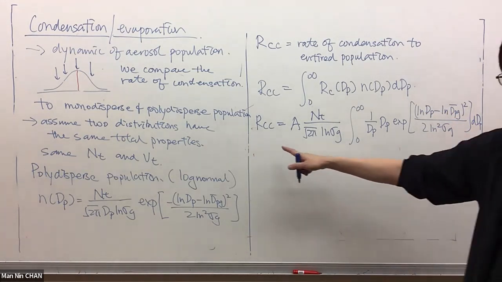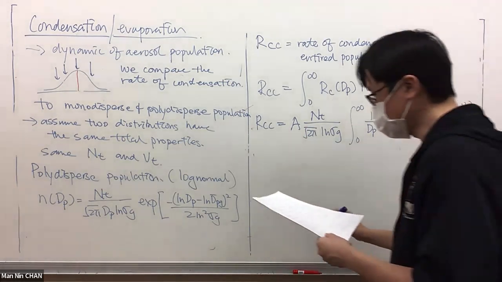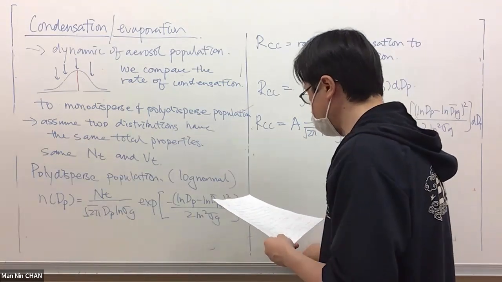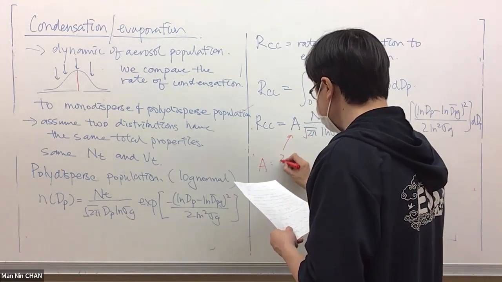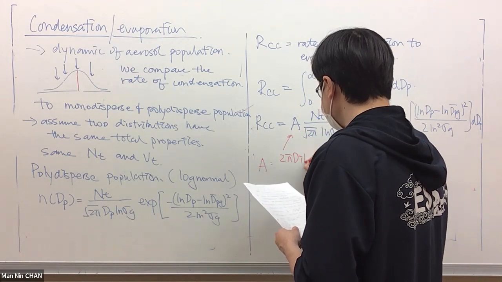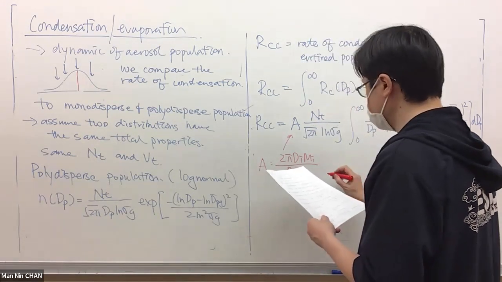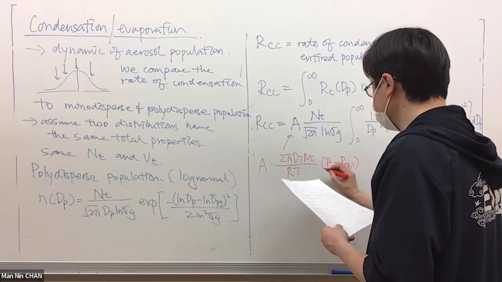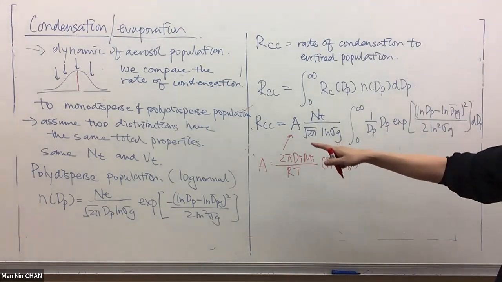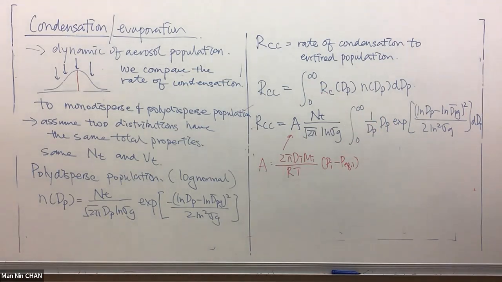I also just want to define a term A here. Because this is a constant, we define A to be equal to this. A is just from your RC, the RC terms, so it is kind of a constant.